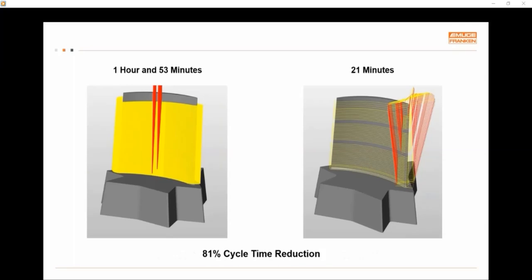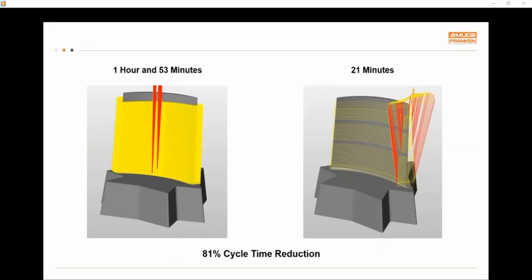And that reduction is from 1 hour and 53 minutes to about 21 minutes. 81% cycle time reduction. And these are actually real world values. I actually took both of these tool paths and ran them on our machine. And this is the actual cycle time I got off of the machine.